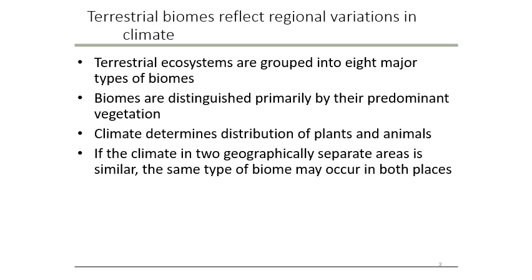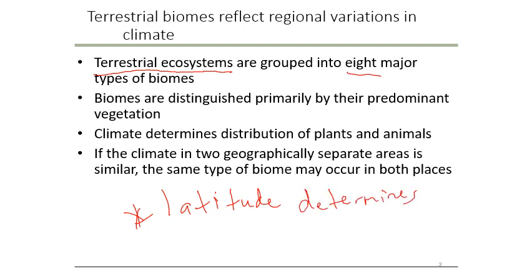And so then we're going to talk about the first terrestrial ecosystems, so the land regions, and we're going to see that there are 8 major types of biomes. So the biomes are distinguished by the different climates and the different vegetation, and we're going to see that, let me write this down, it's the latitude. Latitudes determine the biomes. Okay, so what does the latitude mean?